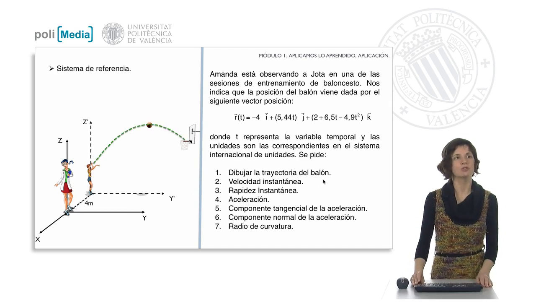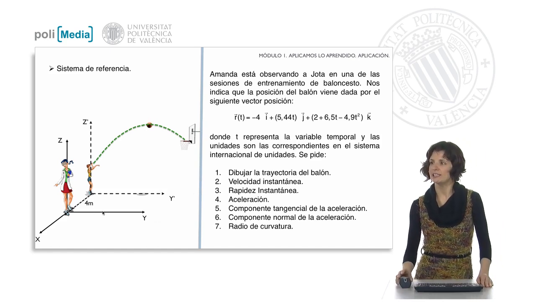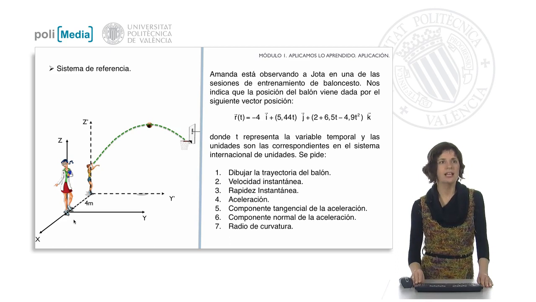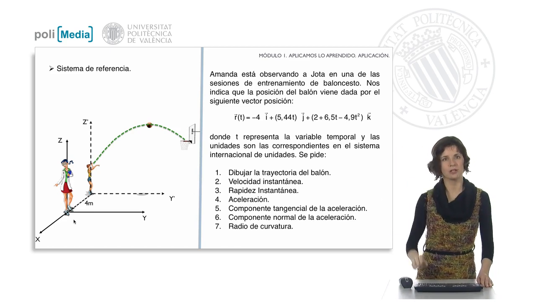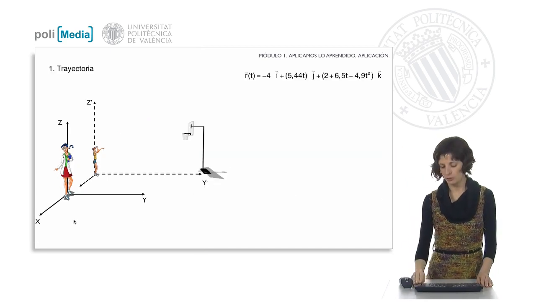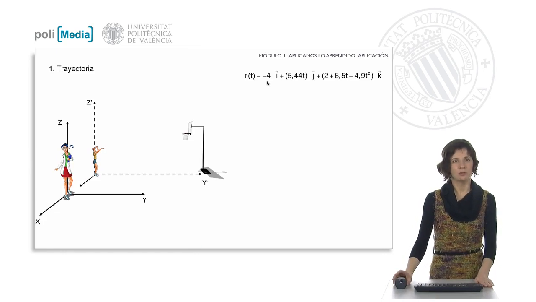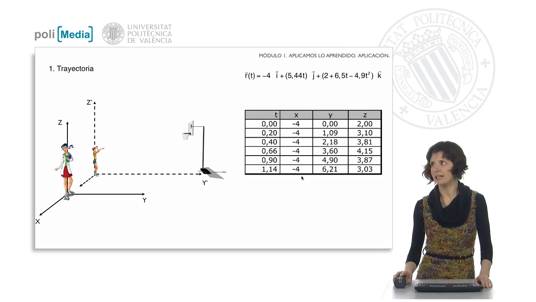But the first thing we need is a reference system. We have chosen some Cartesian axes x and z, at whose origin Amanda is observing the movement. Specifically, it is a parabolic shot that runs in a plane parallel to the y-z plane, specifically 4 meters behind Amanda. Therefore, in the position vector, we see that the x component is constant and equal to -4. To obtain the trajectory of the ball as requested, we are going to give values to the time. And we are going to obtain for each instant of time the x and z components of the position vector.